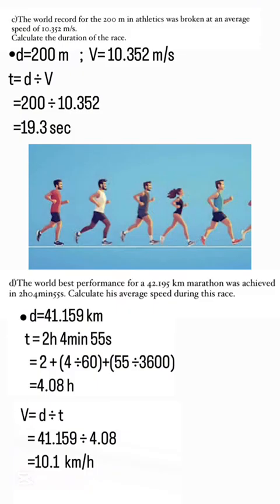The world record for the 100 meters in athletics was broken at an average speed of 10.352 meters per second. Calculate the duration of the race. The given data between our hands is distance equal to 100 meters and velocity. Therefore, we can calculate easily the time. Time equals distance divided by velocity. When we divide the values by each other, we have the duration of the race equals 9.66 seconds.